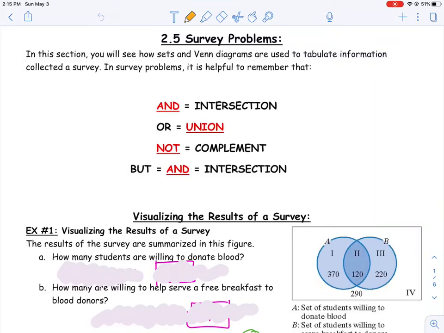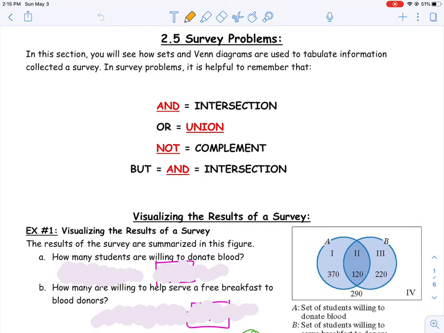All right, guys, here's our last section of Chapter 2. We're going to do 2.5. Probably 3 videos for this section. We're going to talk about survey problems and how we can actually use the ideas of sets and Venn diagrams to help us answer survey questions.